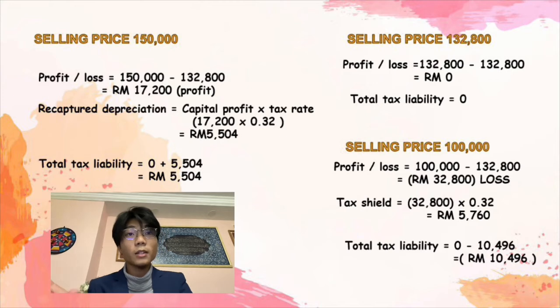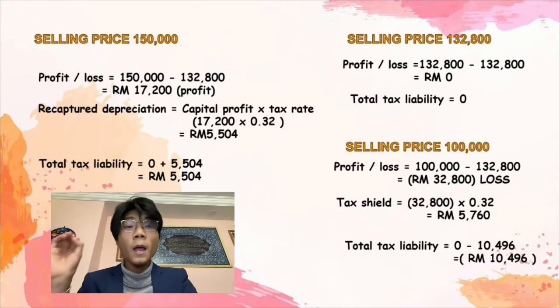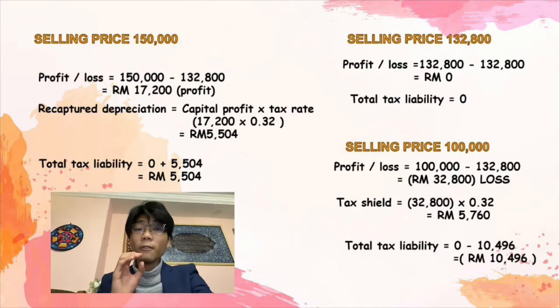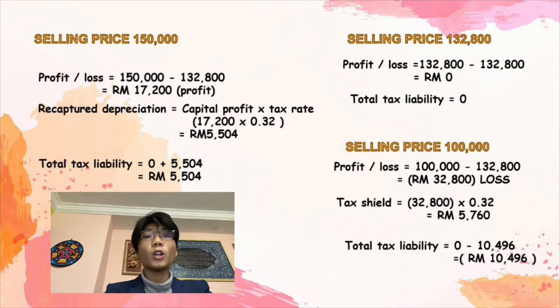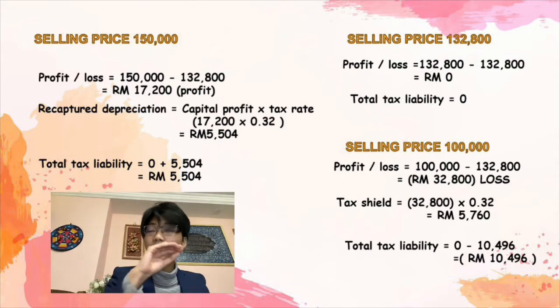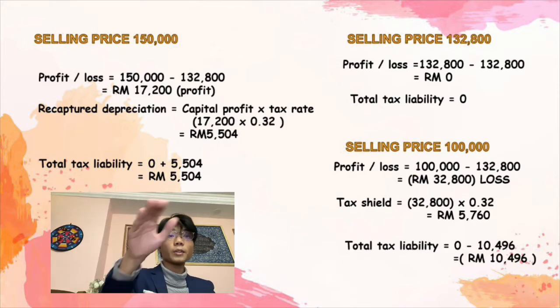Next are the various selling prices, which are 150,000, 132,800, and the selling price of 100,000. As you can see here, the first step is always to find the profit or loss. After you find the profit or loss and the recapture depreciation, you sum it all up and you will get the total tax liability. As you can see here, this is the total tax liability.